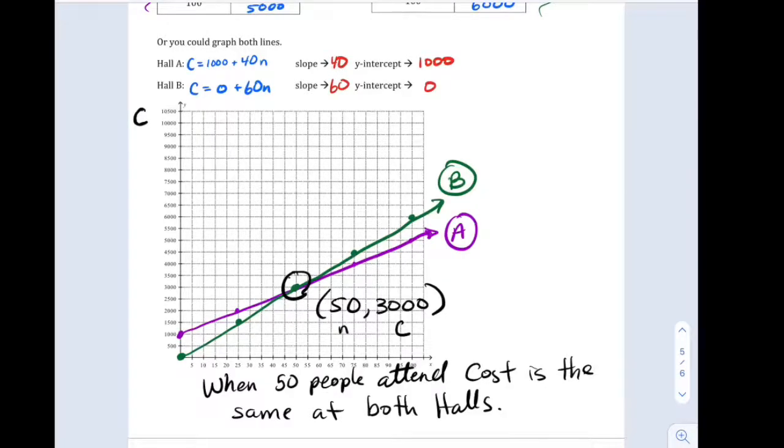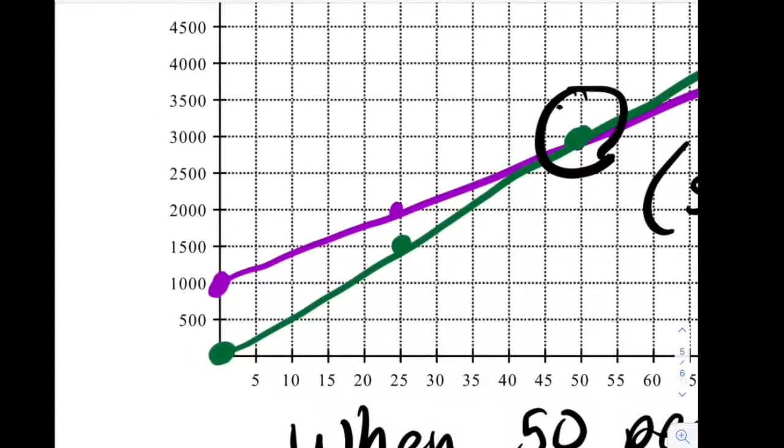The significance is what happens on either side. So to the left of 50, that's when less than 50 people go. The green line is lower. It has a lower cost. So green is better. That's Hall B. Right? So for example, if 10 people went to the wedding, I see that Hall B would cost $500 and Hall A will cost somewhere around, looks like $1,400 or so. So much cheaper for B.